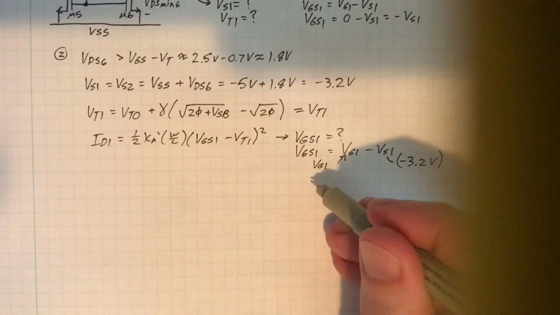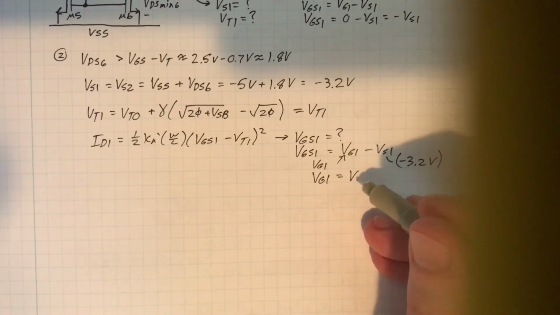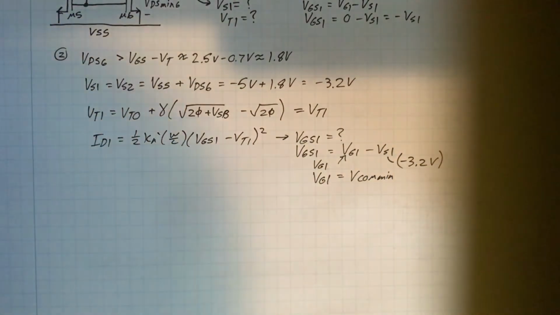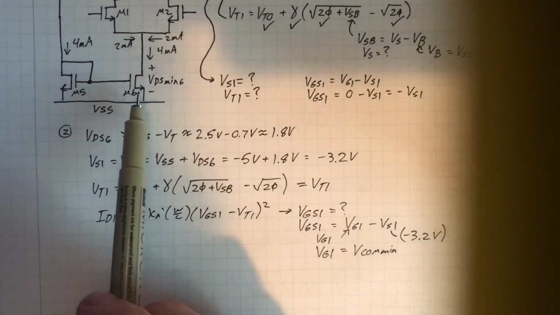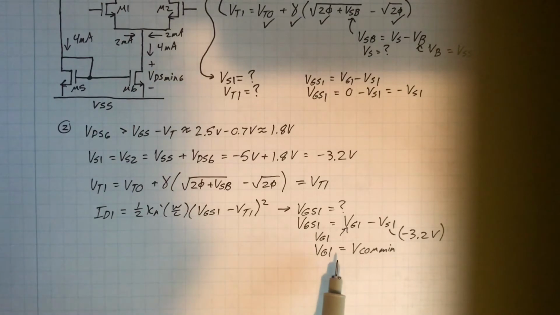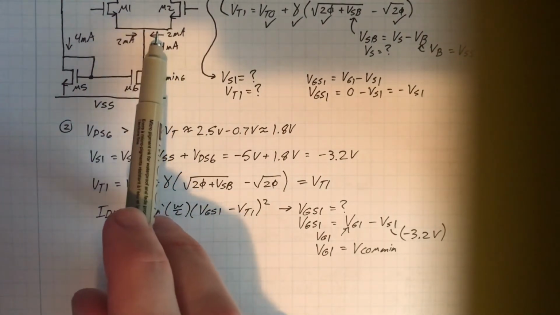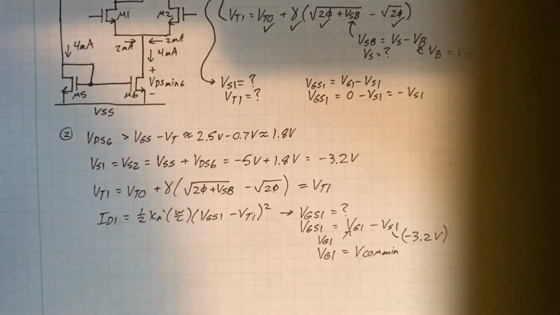And VG1 in this scenario is equal to VCOM min, because it'll be the minimum voltage you can put on the gate that keeps M6 in saturation. If you go below this value, then the source voltage here will drop so low that this guy will be in triode, which we're trying to avoid.